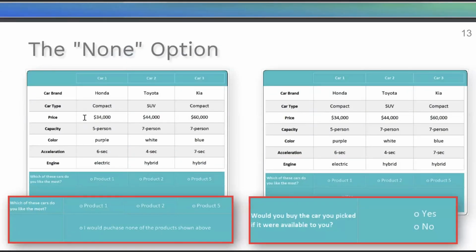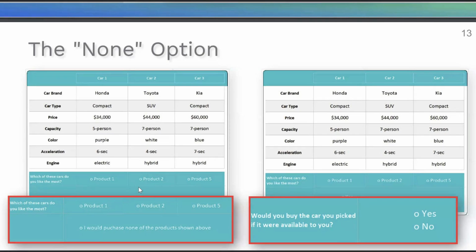Let's talk about this none option. Because the respondent is shown this task and it says, which of these would you choose? And what if the respondent says, I actually don't like any of these. I know that you're trying to force me into this, but I really don't like any of these. So then there's usually the opt-out option, which is, okay, which one would you like? And then there's the option that says, I would not purchase any of these. And then you click, I would not purchase any of these. And now the model will understand that none of these is good for you.